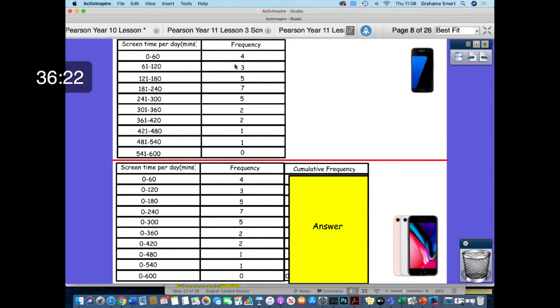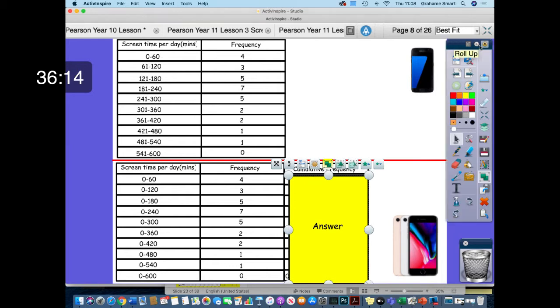Okay, and the next one, I've put cumulative frequency, but what you'll notice here, and I'll actually do this in real time so you can see, because I think this is something that a lot of students forget about. If you look here, we've got 0 to 60, and here it matches 0 to 60. Then if you look at the next interval, you've got 61 to 120, and here we haven't got 61 to 120, we've got 0 to 120.